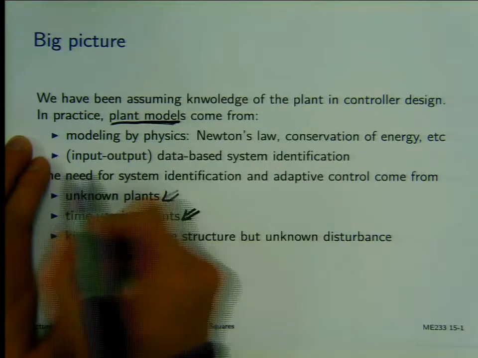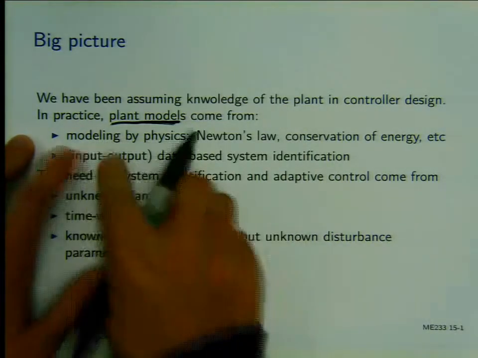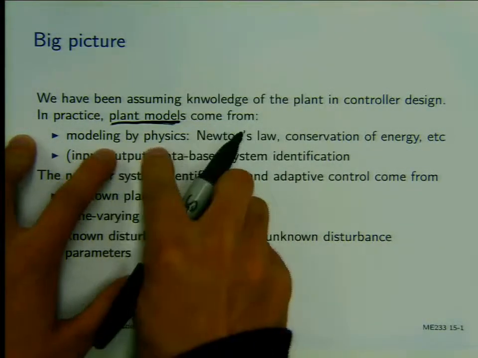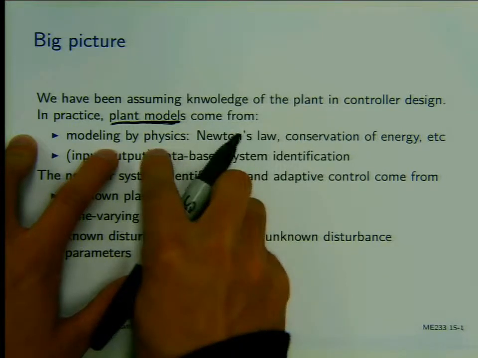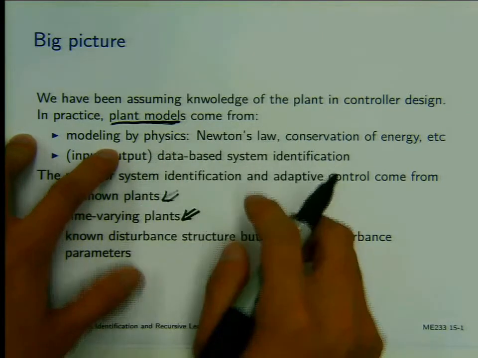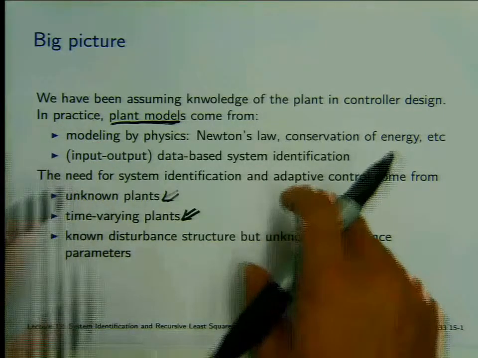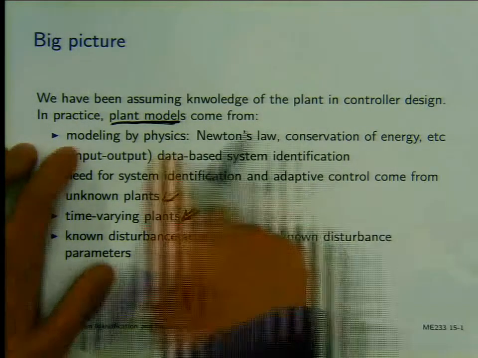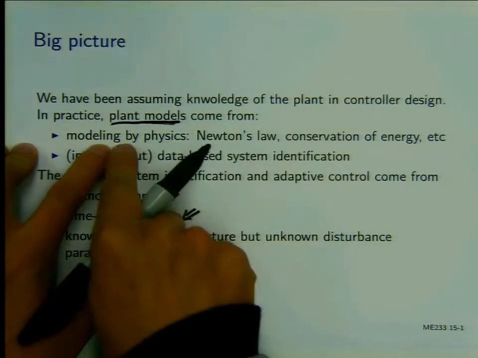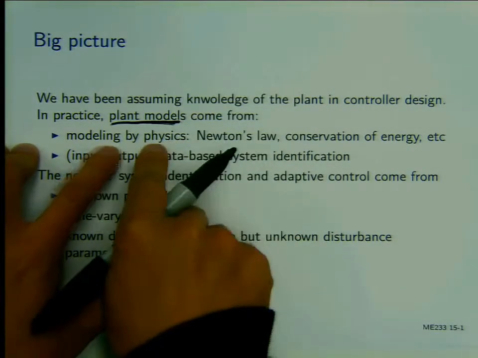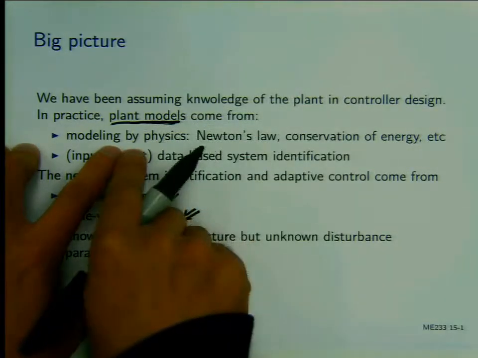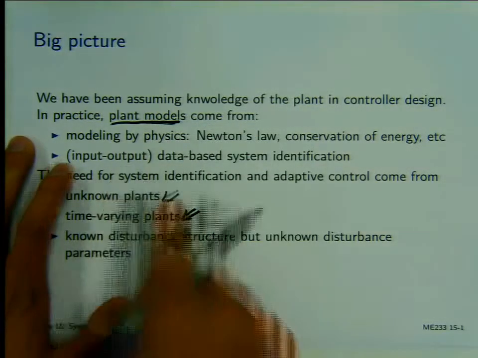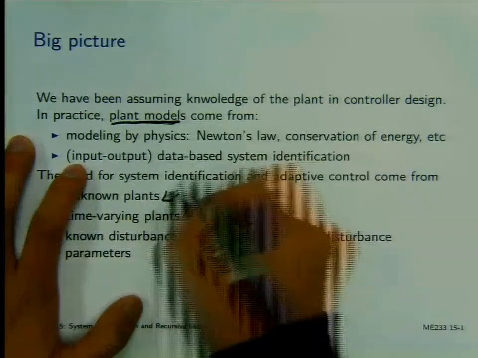And the second part is this. Usually, modeling by physics, you would want to obtain systems that are of low order. For example, Newton's law, F equals ma. So that's usually a second order, first order system. You start from there and you build up small pieces by small pieces, and you finally obtain a large model of the plant.